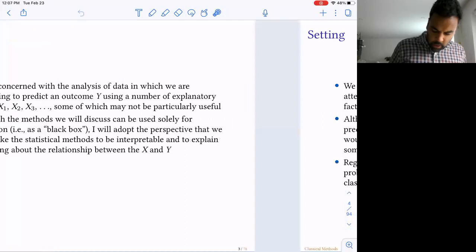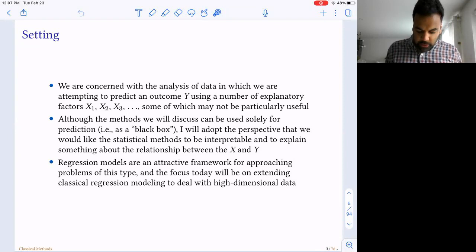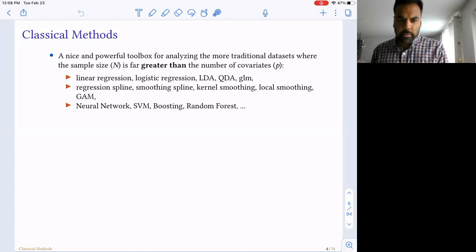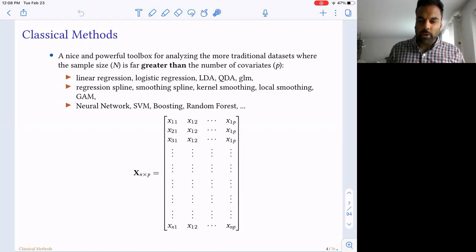So regression models are an attractive framework for approaching problems of this type. Today we'll be focusing on these classical regression models to deal with high dimensional data. I'm not focusing on the more recent literature on deep learning and such. There's a very powerful toolbox in statistics, with a long history, sometimes over 30, 40, maybe even 50 years. Several of these have been applied in the situation when N is much greater than P, where N denotes the sample size, the number of observations. In general, when I think about these methods, I think about these tall data sets.